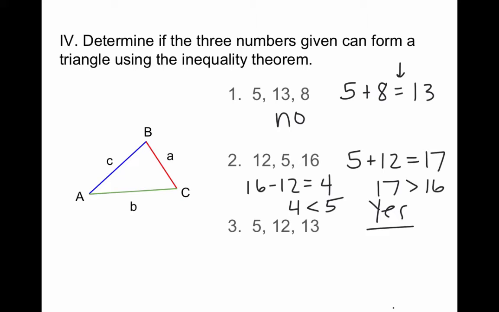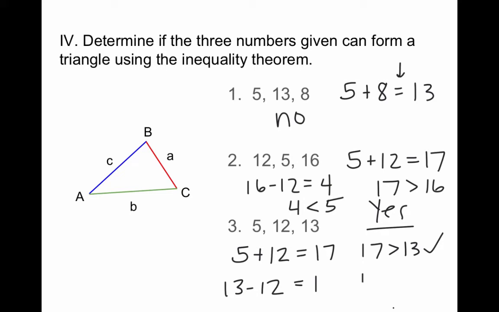Finally, we have 5, 12, and 13. Well, let's try 5 plus 12. That equals 17. And 17 is indeed greater than 13, so that's good. And let's do 13 minus 12, and that's 1. 1 is indeed less than 5, so that's good. And yes, this is indeed a triangle.